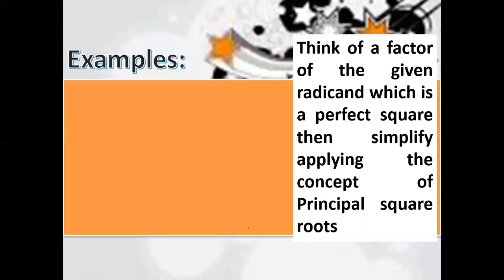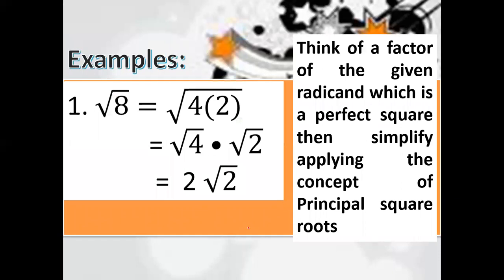Number 1, square root of 8. So what will you do? You have to think of a factor of the given radical which is a perfect square, then simplify applying the concept of principal square roots.